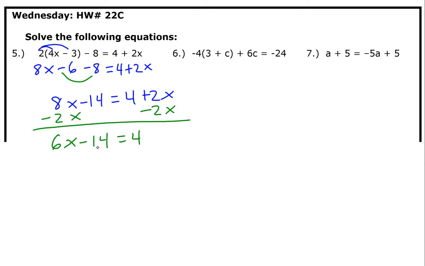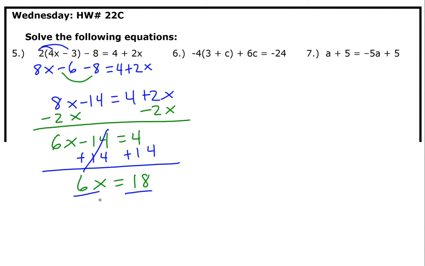Again, I have constants on both sides, but when they're on different sides, you cannot combine them, so I'm going to use a property of equality here to remove it from one side and have it appear on the other side. So 6x is equal to 18. Do our final division property of equality here, and we get our final answer. x is equal to 3. Pause the video if you need to go back and try these steps on your own.